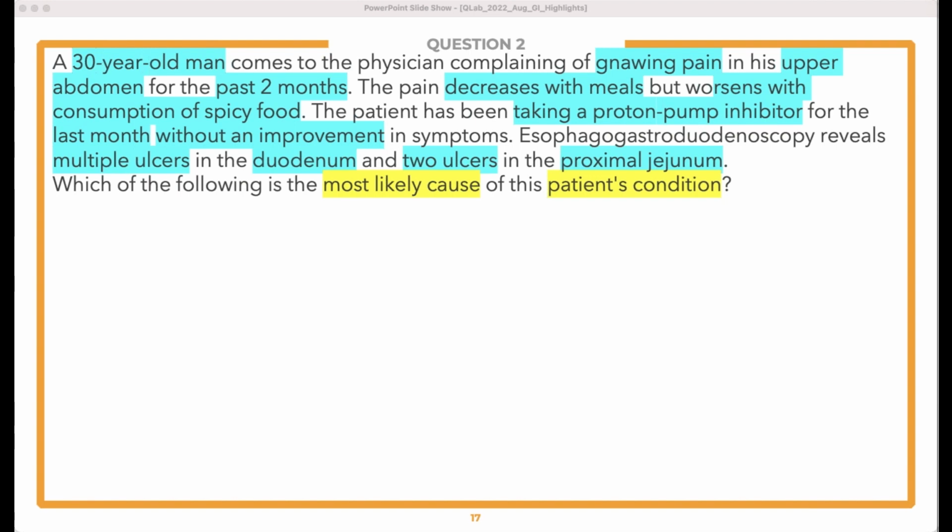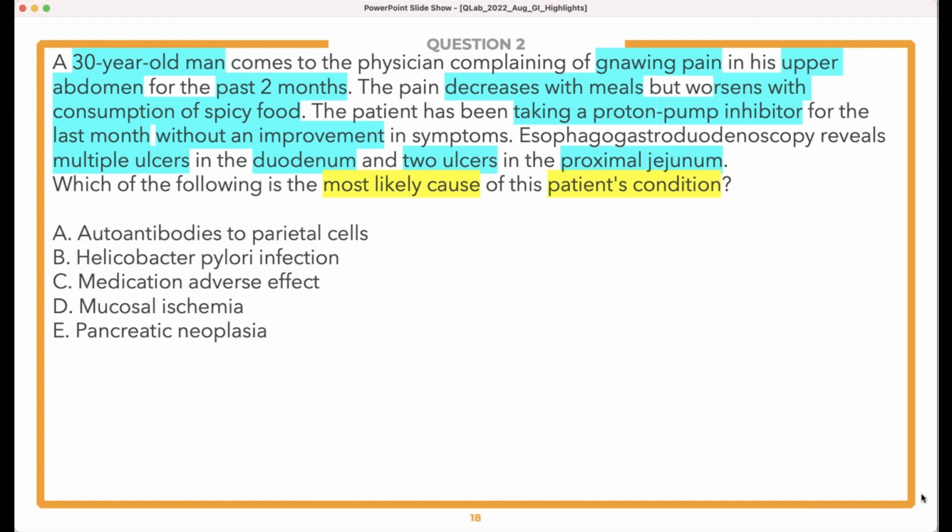So let's go ahead and take a look at these answer choices. And once again, we're going to start at the bottom and work our way up to the top. So answer choice E, pancreatic neoplasia. D, mucosal ischemia. C, medication adverse effect. B, Helicobacter pylori infection. And A, autoantibodies to parietal cells. So once again, we're going to go ahead and open up that poll.